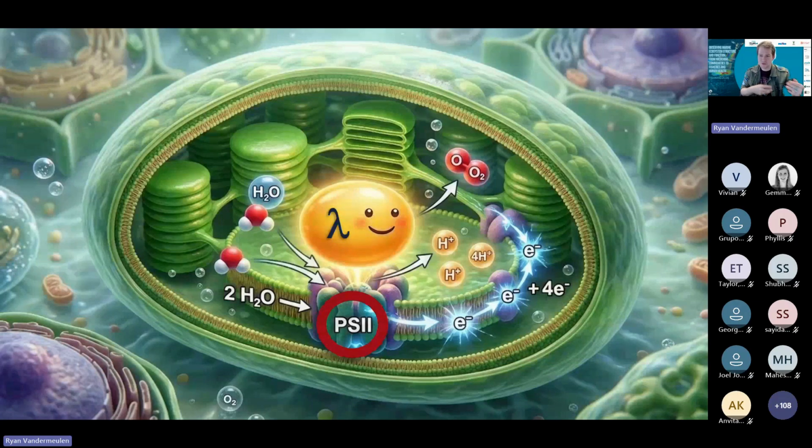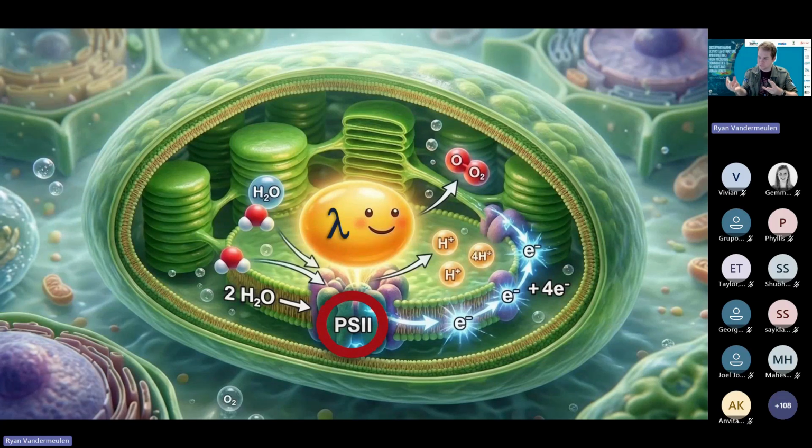So photosystem 2 solves this problem by splitting water molecules. So here, two molecules of water are broken apart, releasing electrons to replace those lost from chlorophyll and then producing oxygen as a byproduct, as well as contributing protons that help generate the energy gradient used by the cell.